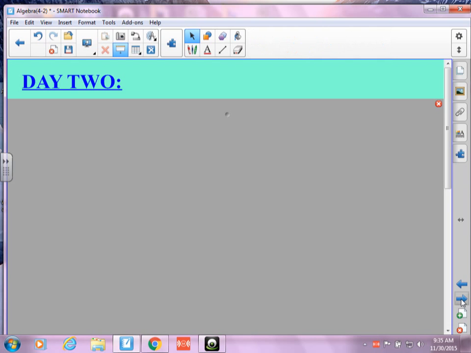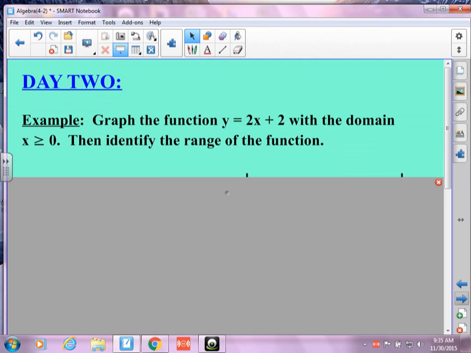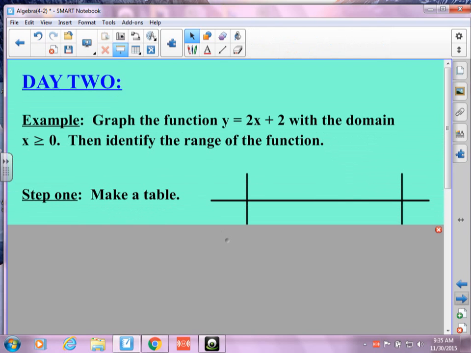Let's look at day 2 now. All right, notice that I have graphed the function, and I have a function. Notice it is y equals. But what's different about this compared to what we had before? Yes? Y is already by itself. What's the other thing that's different? Yes? X is greater than or equal to? Yeah, x is greater than or equal to 0.